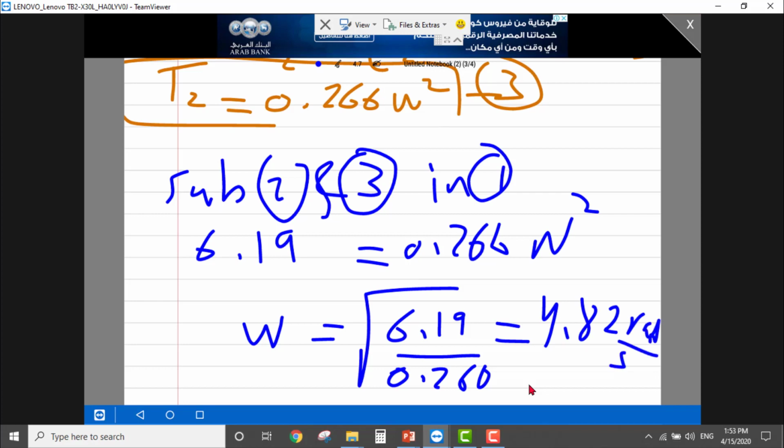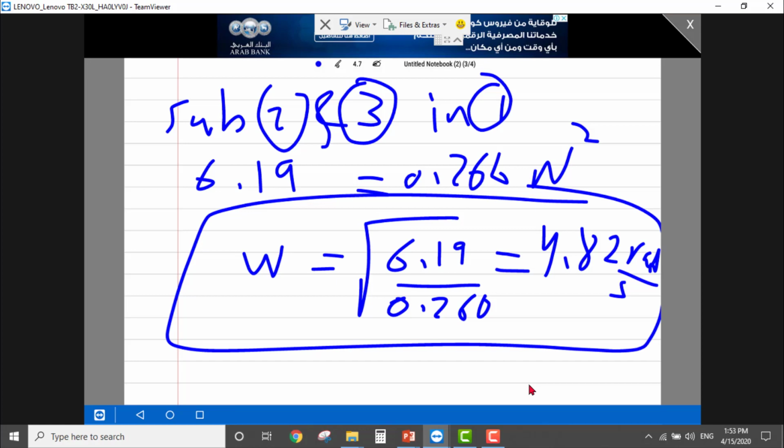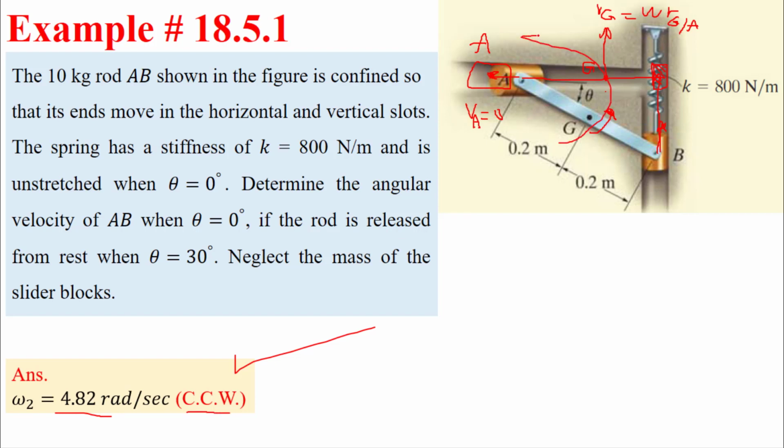So this is the answer of this problem. Omega equals 4.82 rad per second. If we check with the slide, yes, it is correct, 4.82 rad per second, and it's counterclockwise because this rod rotates in this direction. So this is one problem.